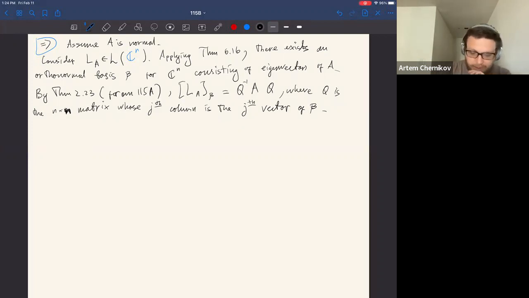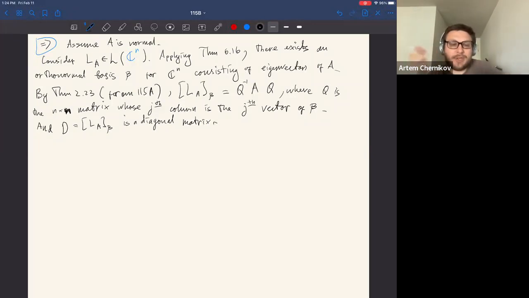And we also know that the matrix D representing the linear operator LA with respect to beta is diagonal. So in other words, if we have a basis of eigenvectors, then the matrix representing the operator with respect to it is similar to a diagonal matrix. We know this fact from 115A.